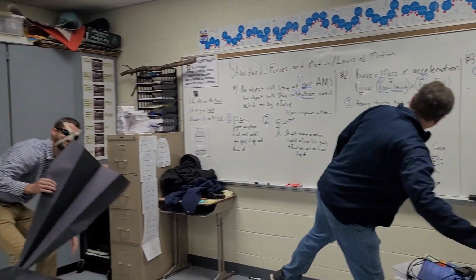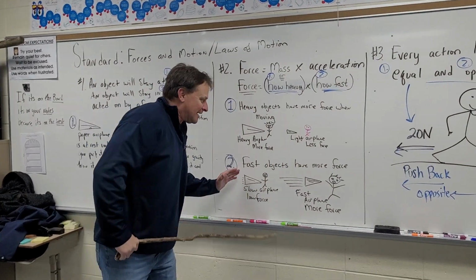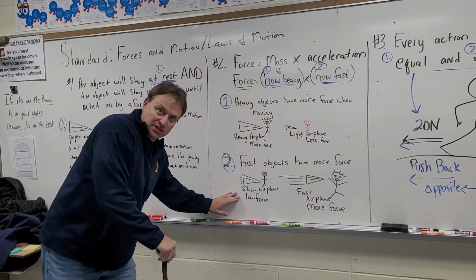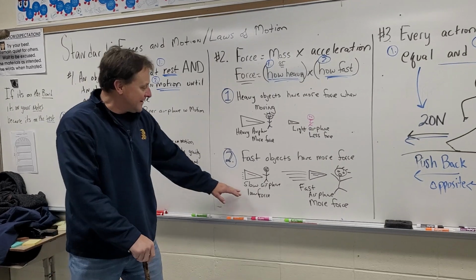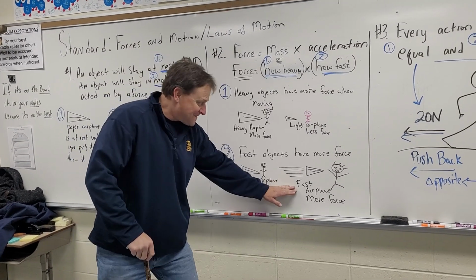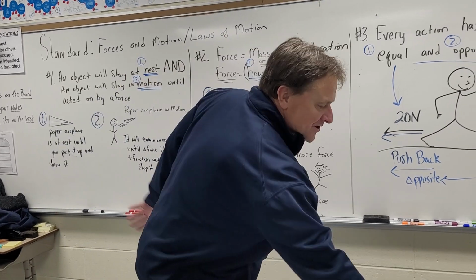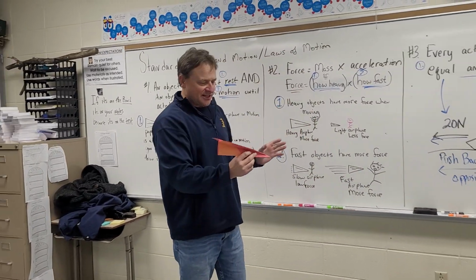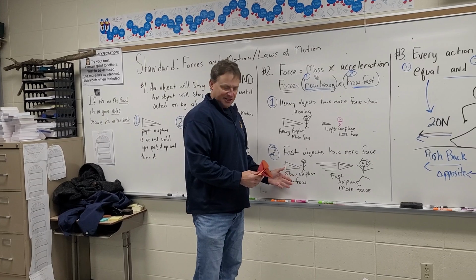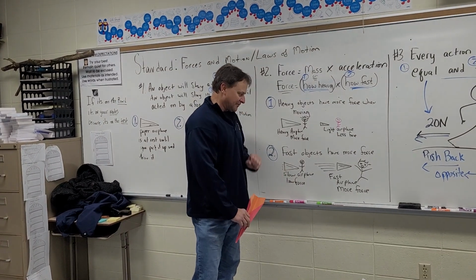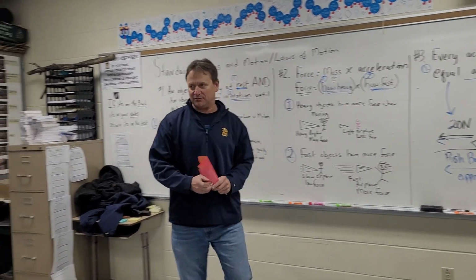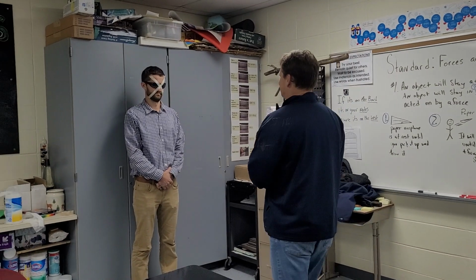Moving on to speed. Fast objects have more force. A slow airplane will have a low force. A fast airplane will have more force. So this time the plane is going to stay the same size, but I'm going to change the speed. I'm going to go really slow on the first one and then really fast on the second one. Test dummy, are you ready?